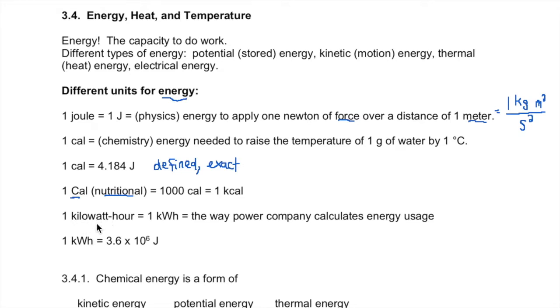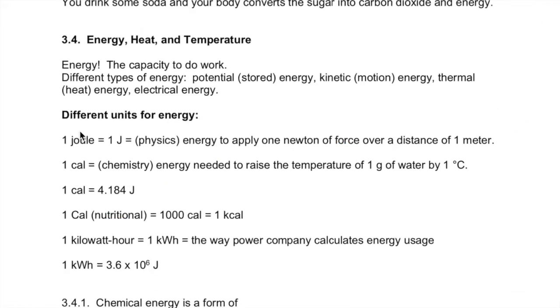Also, these units are all very small as it relates to the energy you're using in your house with your electricity. And so another unit of energy that you can have is a kilowatt hour, which is quite large, 3.6 million joules. So we should be able to use these relationships to do conversions.